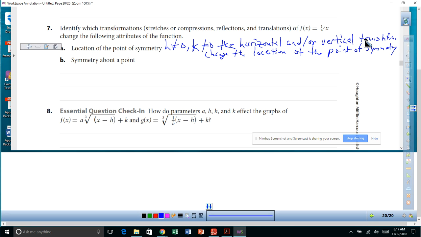Symmetry about a point. No transformations can change the symmetry about a point.